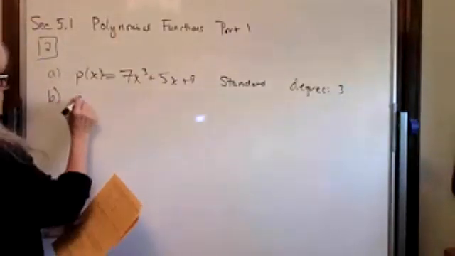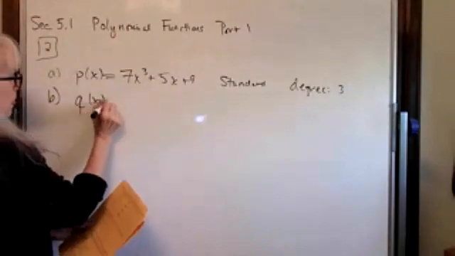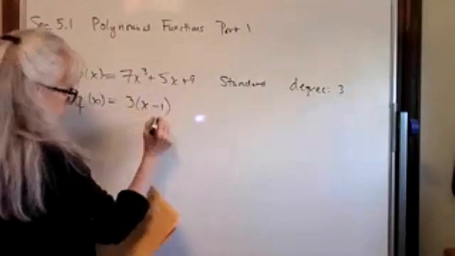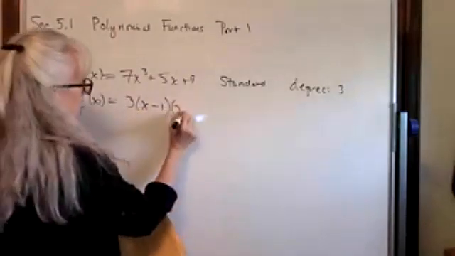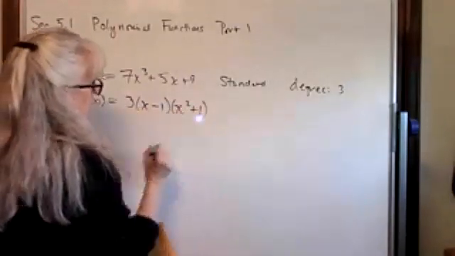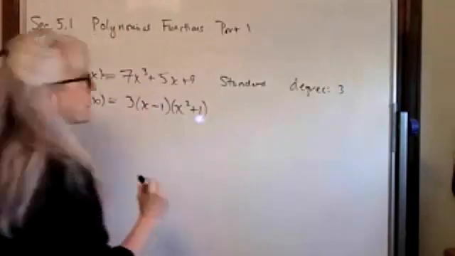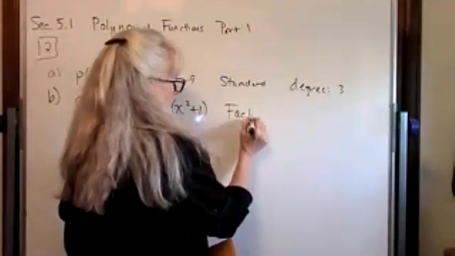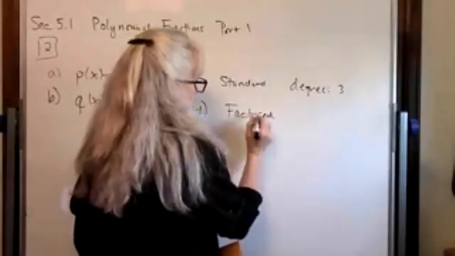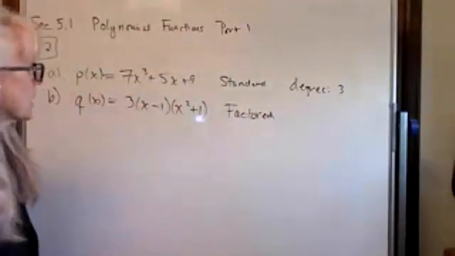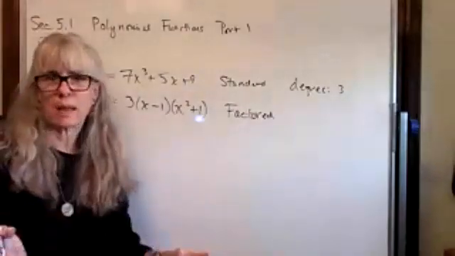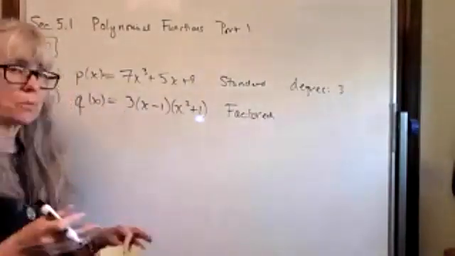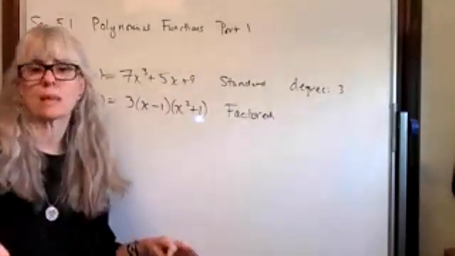B says q of x is equal to 3 times x minus 1 times x squared plus 1. So there's our polynomial. This one's in factored form. You know that because you see those parentheses. So it is in factored form. What about its degree? Well, to get its degree, I would need to expand it. I will never have you expand it, but we can pretend to expand it and take a look at what the x would give us.